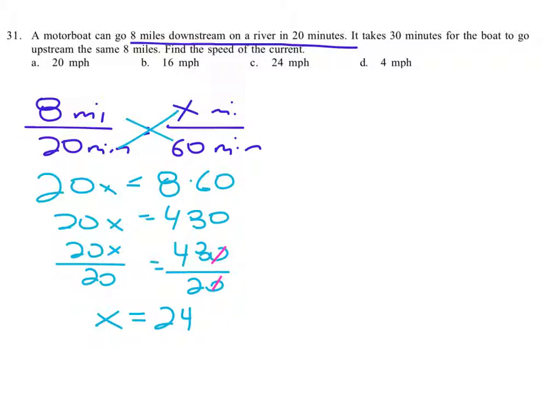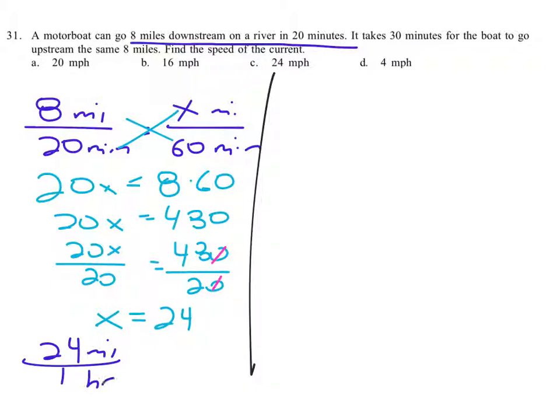Okay? So basically what we say is up on top it's saying that you go 24 miles in 60 minutes, or 24 miles in 60 minutes is 1 hour. 1 hour, that is 24 miles per hour. Hope you can see that that's true. Okay, with the river, going along downstream.